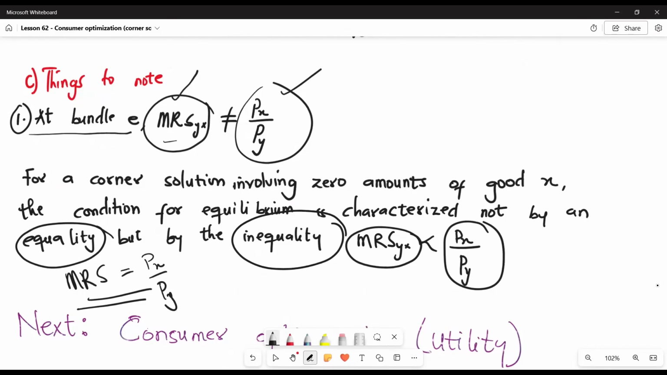So this is all that we have on our lesson on consumer optimization, focusing on corner solution. In our next lesson, we'll move forward with the same topic, focusing on utility.